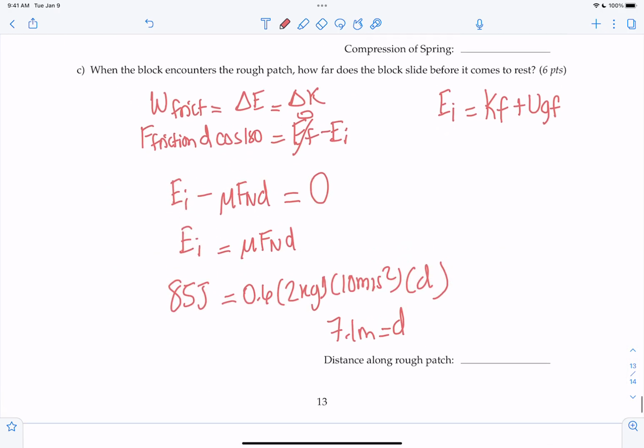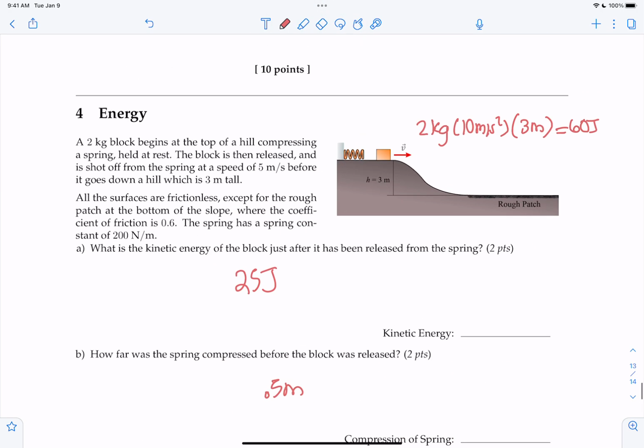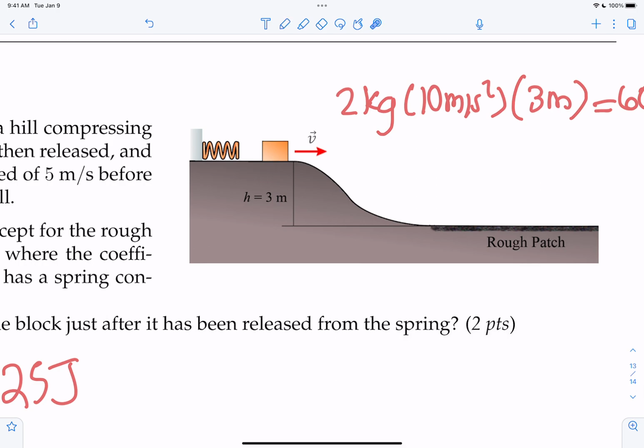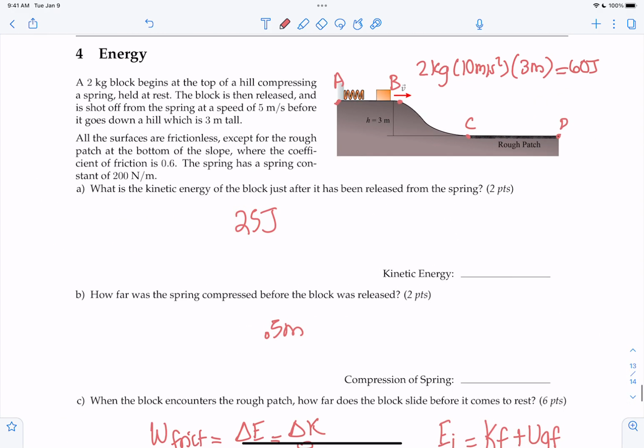So the idea here is, the way I would go about solving it specifically, to help myself and to help the professors and TAs understand what's going through my brain, is that I would just pinpoint segments here. I can say this is segment A to B, and this is segment C to D. So I can say, for example, energy initial at B is equal to KB plus UGB, right?